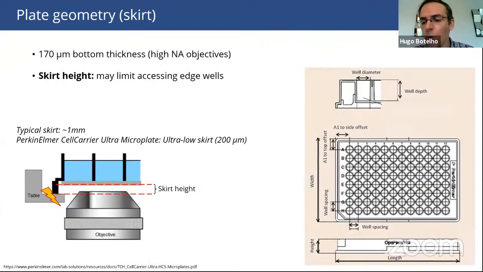But if you are using very high numerical aperture objectives, which typically have a very small working distance, you need to be really close to your specimen, i.e. the very bottom of the well. Having a very large skirt may make it impossible to have the objective approach the wells at the very edges of the plate, because the objective may even touch the microscope stage, as you can see in this cartoon here.